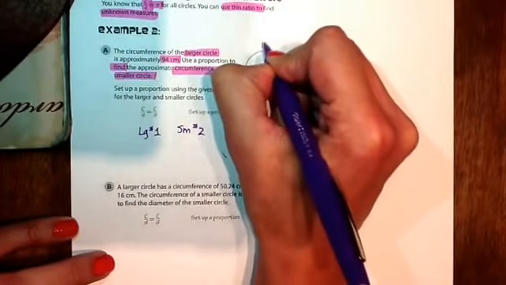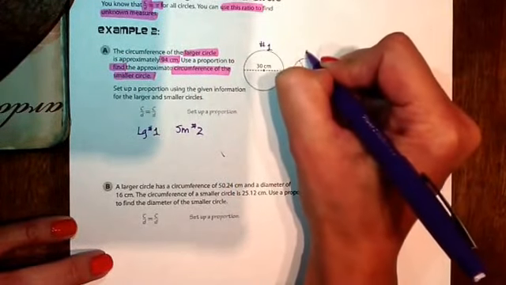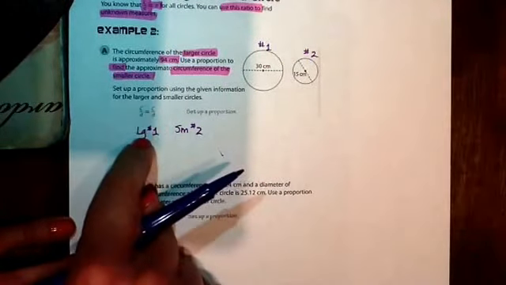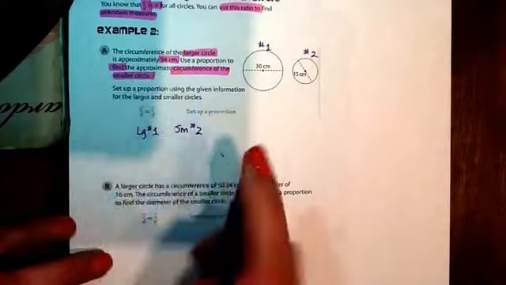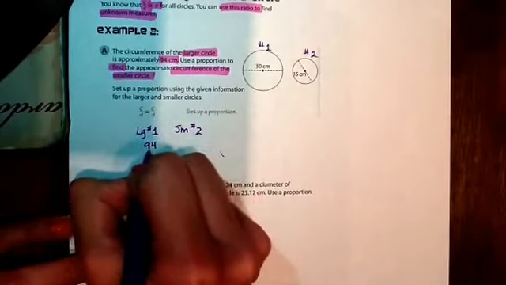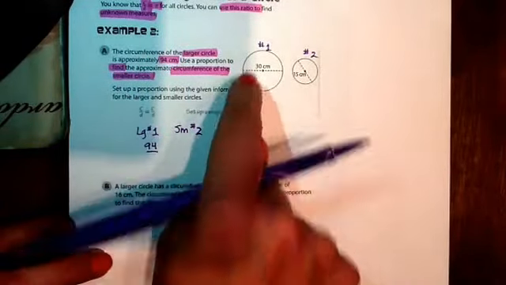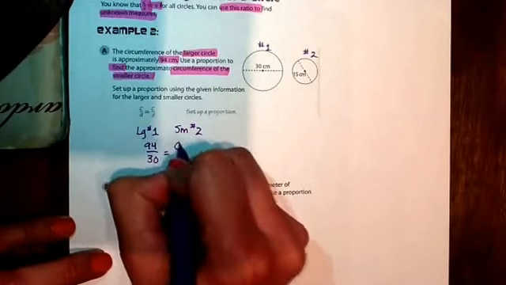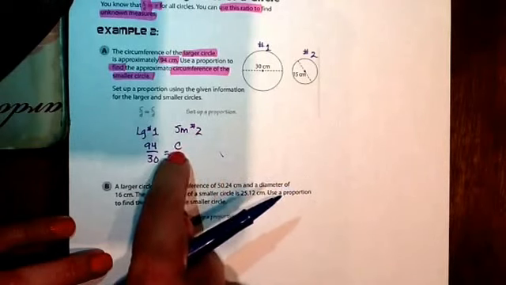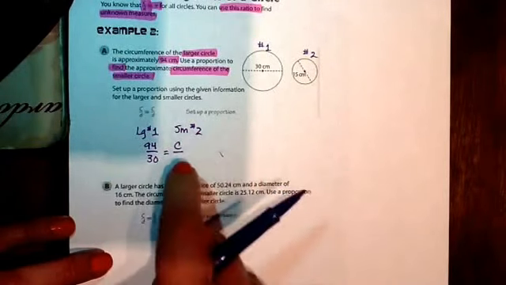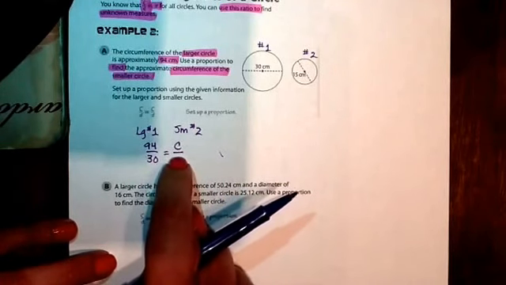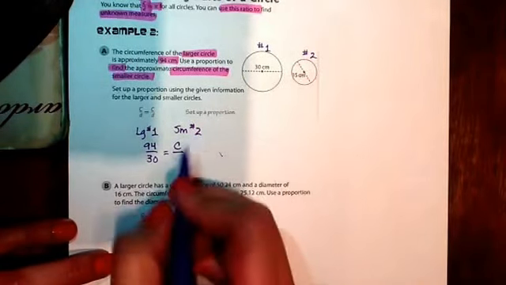So up here we're going to label this circle number 1, and this is going to be circle number 2. Okay, so I need the circumference of the large circle, and they told that information to me up here. It's 94 centimeters, and I'm going to put that over the diameter of the large circle, which happens to be 30. And I don't know the circumference of the smaller circle, so the C is my variable standing for my unknown. That's what I'm trying to find. And I need to put that over my diameter of the smaller circle, which is 15.